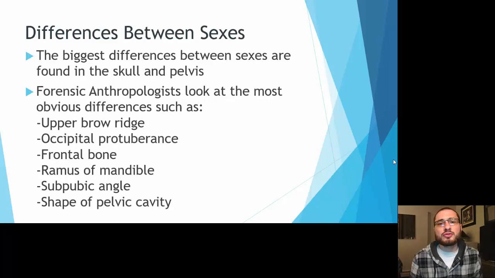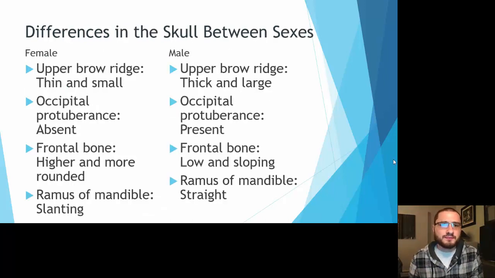So when we look at skeletal remains, there's one thing that we're able to determine, and that's the difference between sexes. The biggest differences between sexes are found in the skull and the pelvis. So typically we're looking at a number of things. Upper brow ridge is a good indicator. Occipital protuberance, frontal bone, the ramus of the mandible, the subpubic angle, as well as the shape of the pelvic cavity are going to indicate if this individual was biologically male or biologically female.